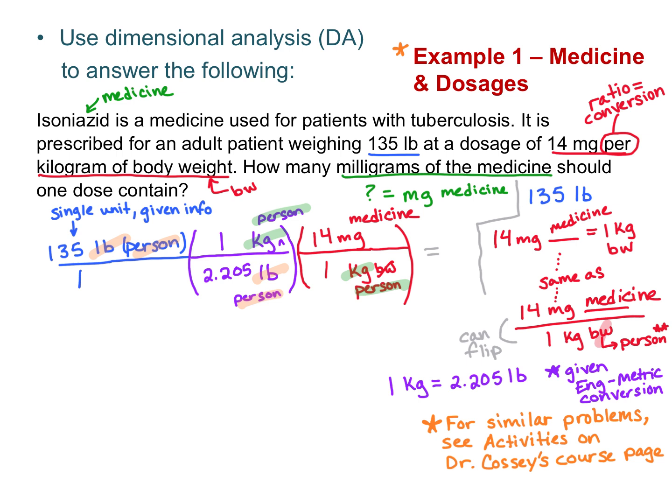The next thing I need to do is calculate it. So I'm going to use some math. And the easiest way that I think to do this is to do all the multiplication at once and all the division at once. Okay? So if you're putting it in your calculator, it'll be 135 times 1 times 14. So that's all the top numbers. And then we're going to divide it by everything in the bottom. So 1 times 2.205 times 1. And that's what we're going to divide it by. Okay? So there's the math.